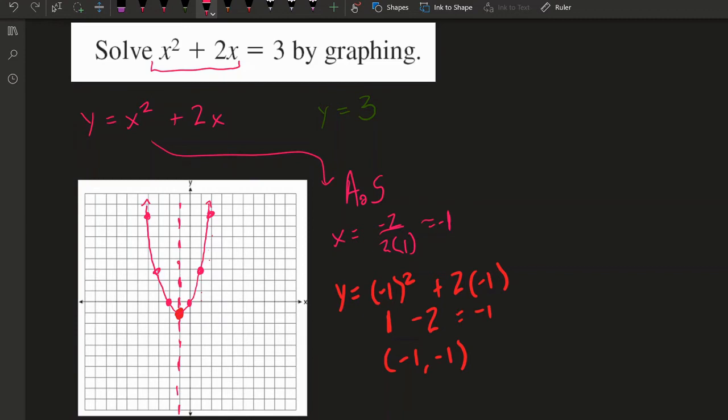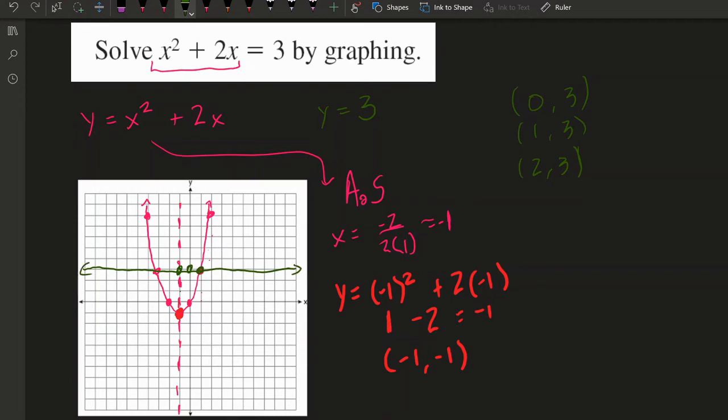Okay, now for the second part, I've got this line right here, y equals 3. That is a constant function, which means y is always 3. So I've got these points (0, 3), (1, 3), (2, 3), and then see where it goes from there. If I graph those, 0, 1, 2, 3 is right here, and I can see that the line is going to be right here.